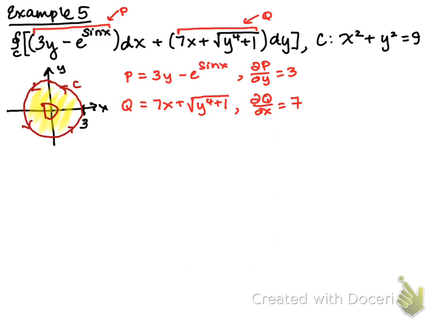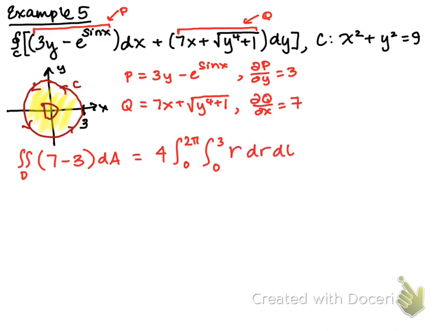So I have a line integral over a positively oriented curve C bounding a simply connected region D, which is going to allow me to apply Green's theorem. So this is now going to be the double integral over D of 7 minus 3 dA. And great candidate for polar here. So this is going to be 4 times the integral from 0 to 2 pi, the integral from 0 to 3, and my magnification factor is r dr d theta.